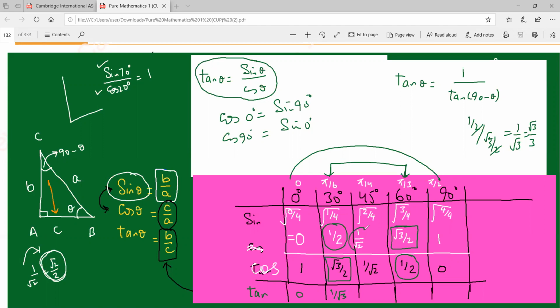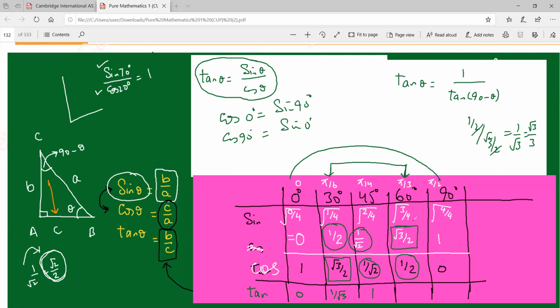You see, this is 1 over under root 2. This is also 1 over under root 2. So if I divide them, what should I get? If I divide this with this, it should be 1. Check from your calculators. What is tan 45? 1.